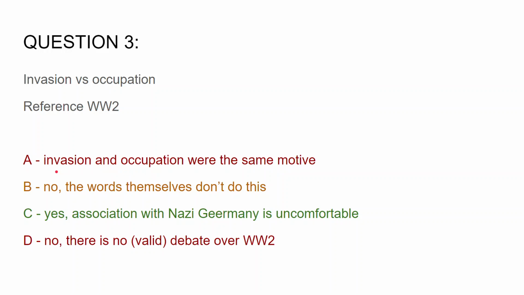So A is to draw a distinction between the motives behind invasions perpetrated by left-wing and right-wing authoritarian regimes. That's wrong, because the words invasion and occupation are both the same motive. Like Hitler invaded and occupied. They're the same thing, and also I think the left wing and right wing are just there to throw you off. So that's why that one's very wrong.